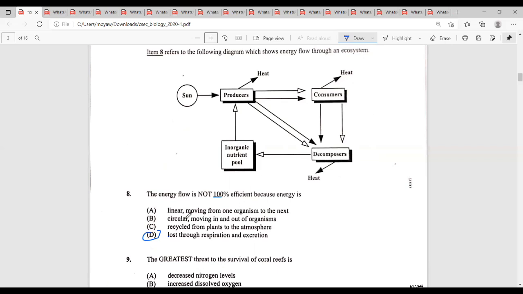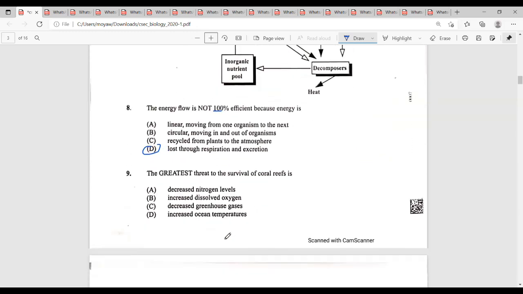So heat is being lost. And this is how the energy, the heat, is being lost, either through respiration or excretion.